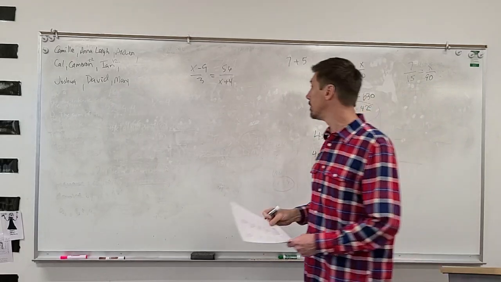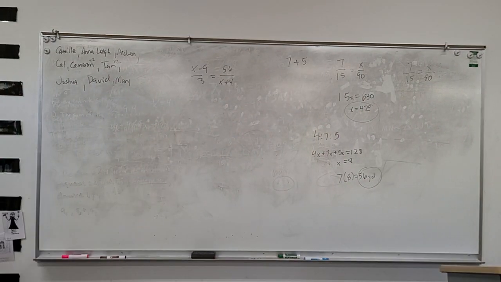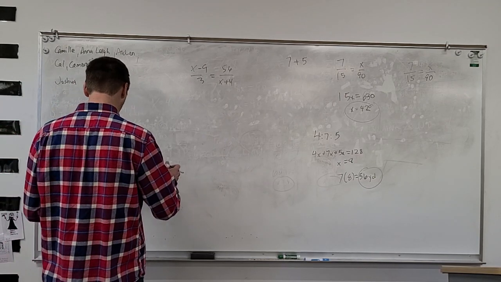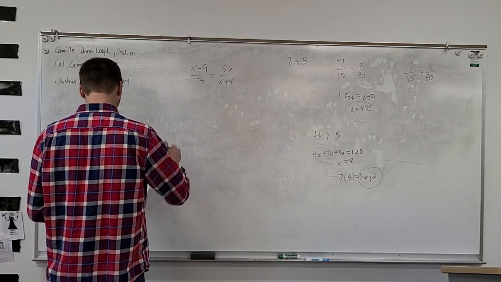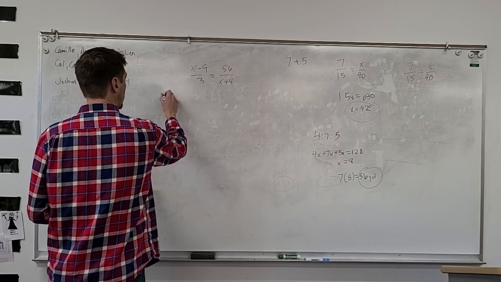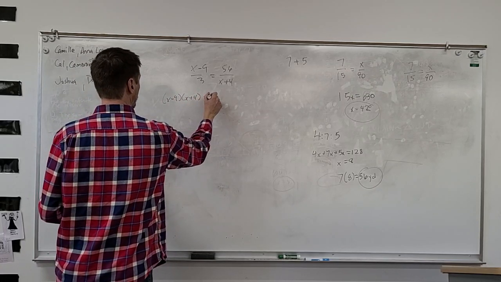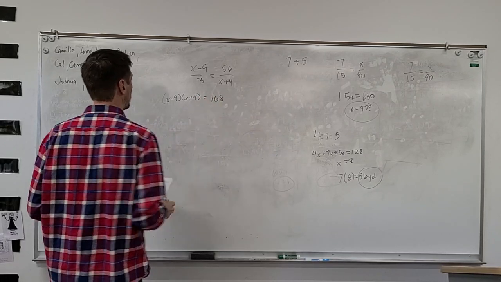Right? And so what do we do to find the answer? When we've got two fractions equal to one another, we always cross multiply, right? So cross multiply is the answer there, and we come up with x minus 9 times x plus 4 equals 3 times 56, which is 168.